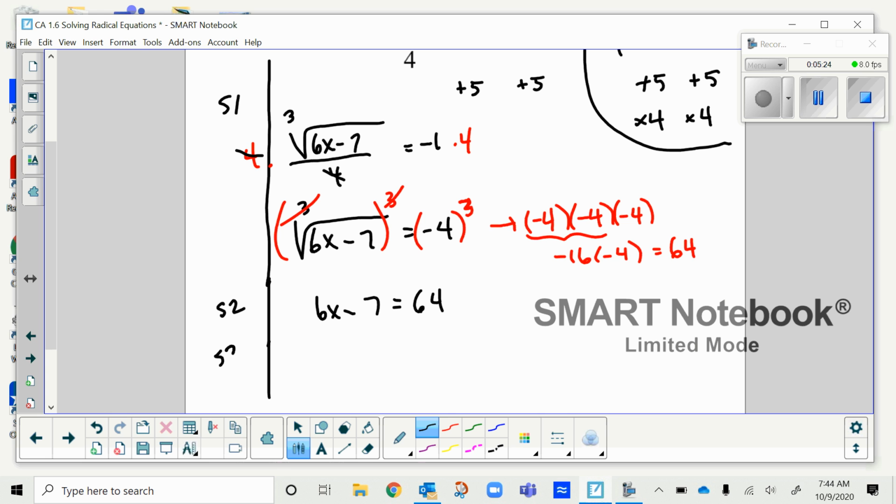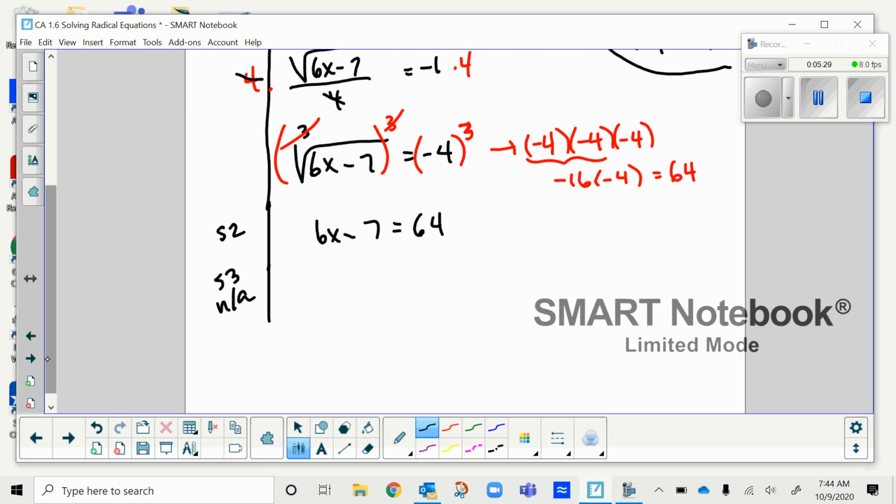Step 3 on your notes does not apply. We're actually not doing that. It's for when there's more than one radical in your original problem, but we're skipping those in 2020. So step 4 then is to solve your equation. So you solve yours, I'll solve mine.